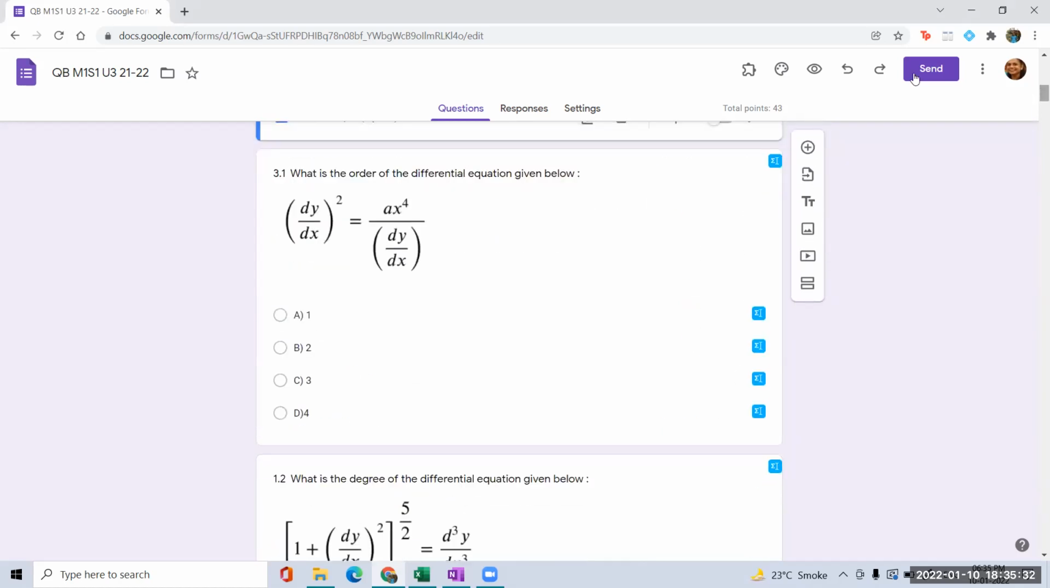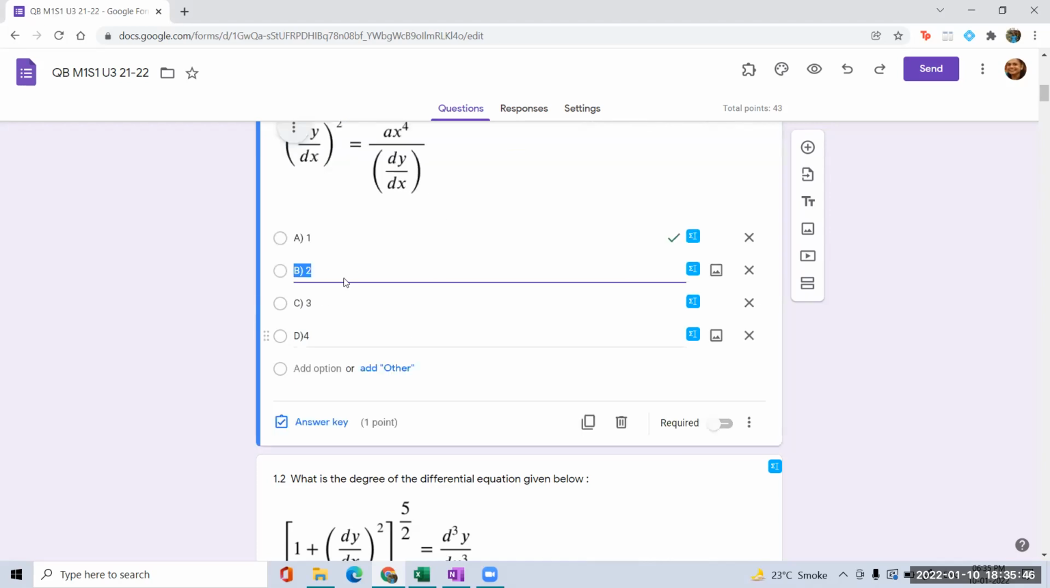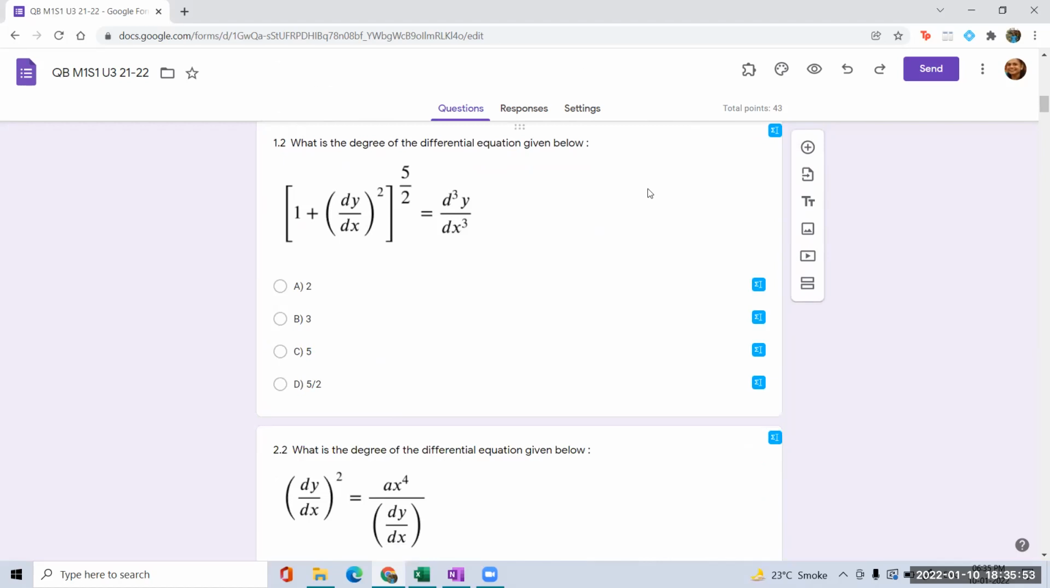In the similar manner here, again you can see only first order derivative is taken. Don't bother about the power over here. The derivative is dy dx, so it is only first order. So the correct answer, the order of this given differential equation is 1. You can see the answer over here. Now when you want to find the degree of the differential equation, what you have to see is the highest order term, and then its power has to be seen.